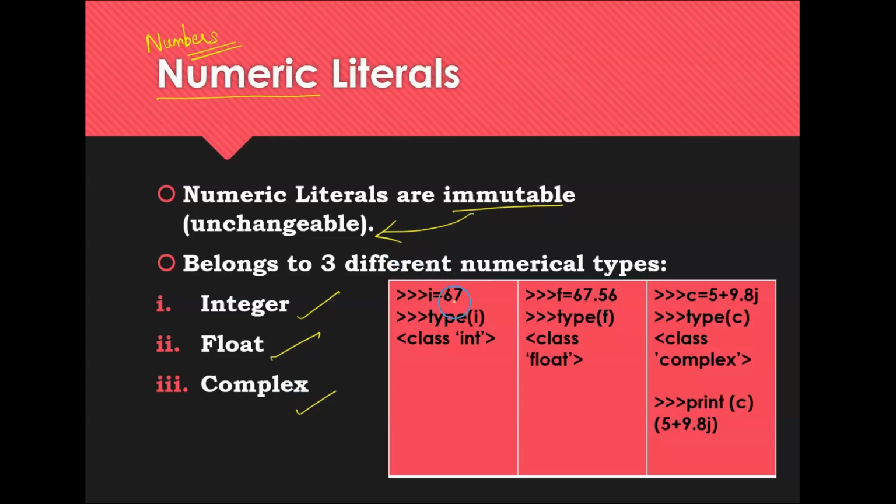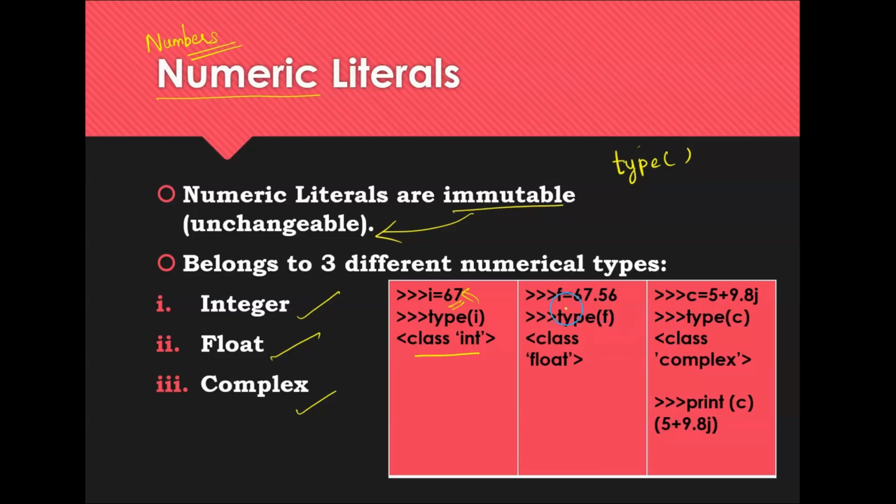See the example. For the integer, I have given i is equal to 67. So what is the type of this i? We have initialized i with 67, which is an integer data type. We have the option of checking the type of a variable by using the function called type function. By using this type function, we can check what is the type of the particular variable. Here the variable is i, which has 67, so it is bound to the integer data type. It gives you the answer as class int.